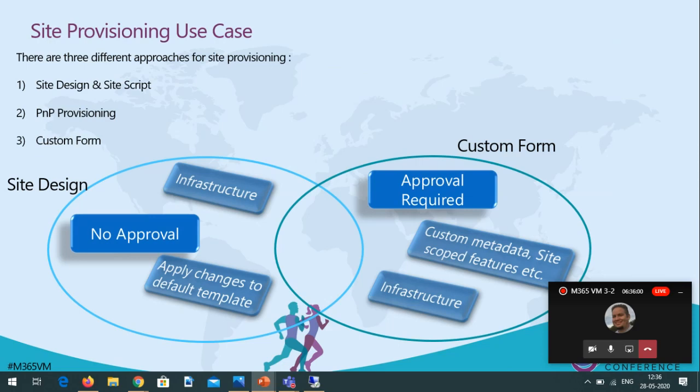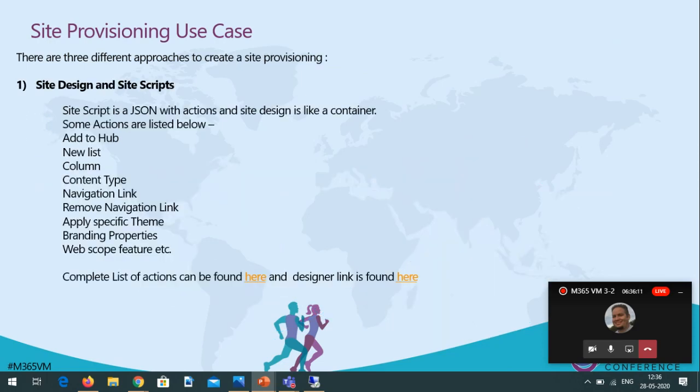Sometimes a combination is good. For example, site design and PNP combination. So what all things we can do with the help of site design are listed in this slide. So we can add site to the hub if we have to just have a list or library configured, some content types, some site columns to be configured.